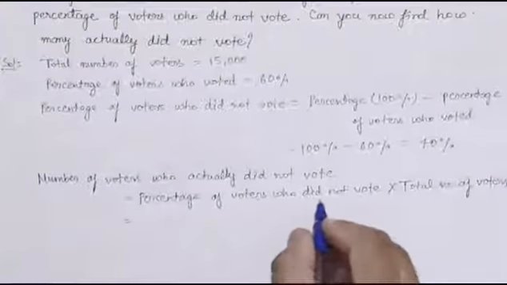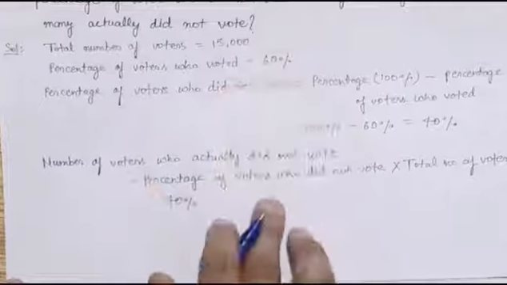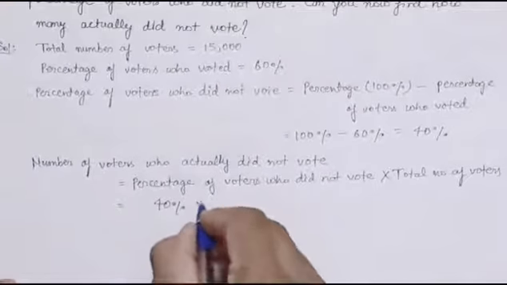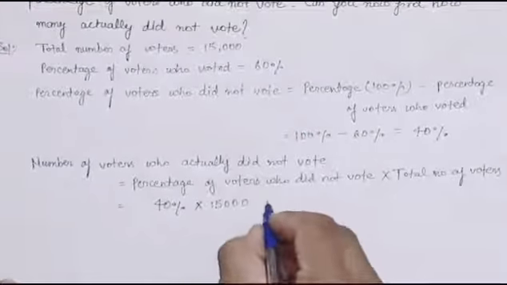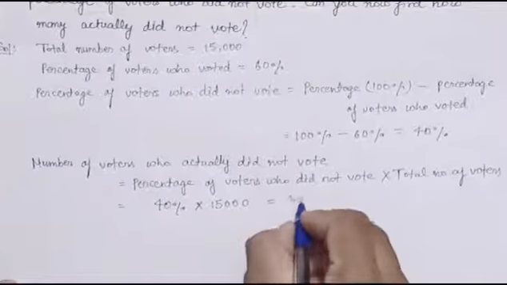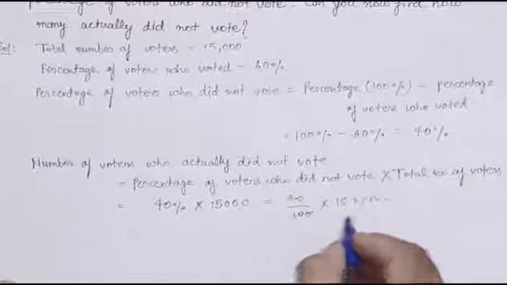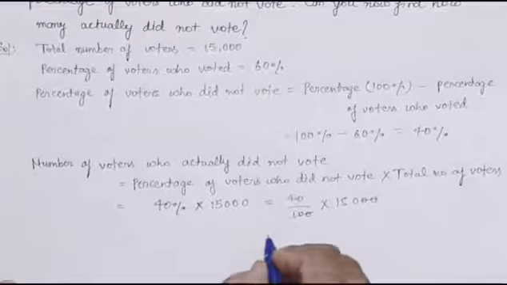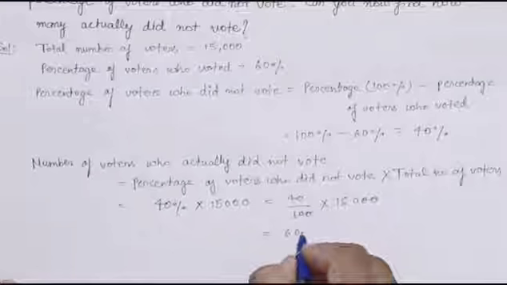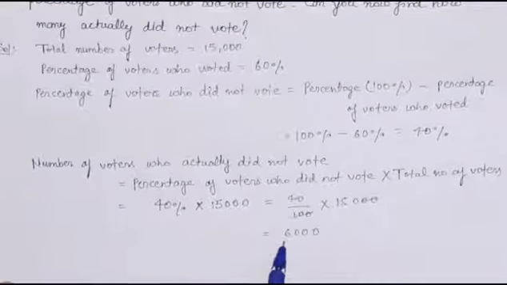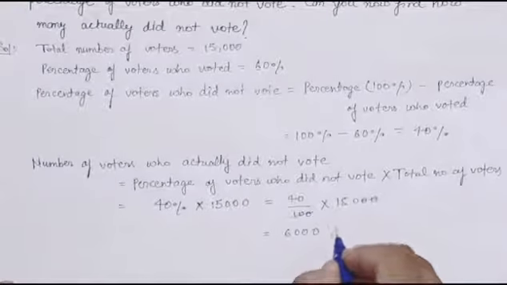So percentage of voters who did not vote is 40% into total number of voters is 15,000. 40% means 40 by 100 into 15,000. So here 2 zeros are cancelled out. So what we have is 40 into 150. 15 4 times 60. So we have 6,000. It means there are a total of 6,000 voters who actually did not vote. So this is our required answer.